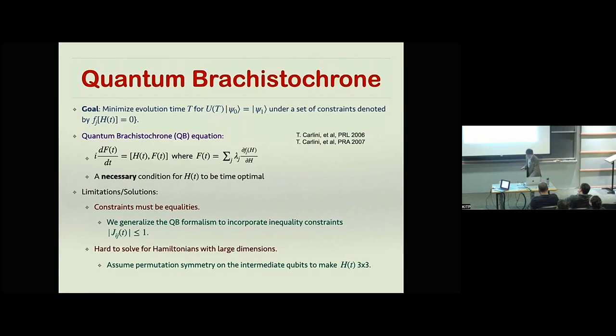But this assumption may actually not be necessary if you do a more involved calculation, because given that the Hamiltonian is a free particle Hamiltonian, we should be able to analytically solve these equations even if it's an n by n matrix. But with this symmetry, we can reduce the Hamiltonian to 3 by 3 and make it much more manageable.